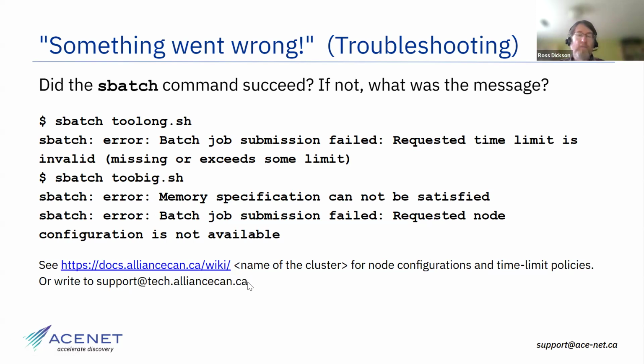And if you're still confused, which can happen, then write to support@tech.alliancecan.ca. Show us the job script, tell us what cluster you're on, tell us what you're trying to do. If there was a job ID, that would help, but you haven't got a job ID in this case. With the job script, what you're trying to do, and what cluster you're on, we'll help you troubleshoot these sorts of things. But the sbatch command is pretty good about usually giving you something you can figure out yourself.